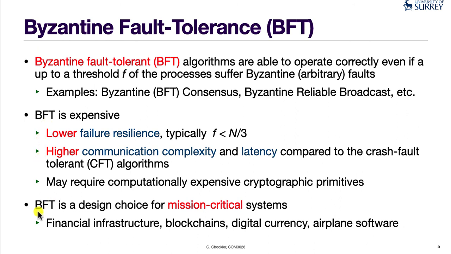So one example where these costs are actually considered to be justified are mission-critical systems. In this type of system, it might be impossible or very difficult to recover from Byzantine failures if they occur, however rare they are. So examples include financial infrastructure or blockchains and digital currency that recently became very popular, airplane software, and perhaps the software controlling nuclear reactors, and so forth.